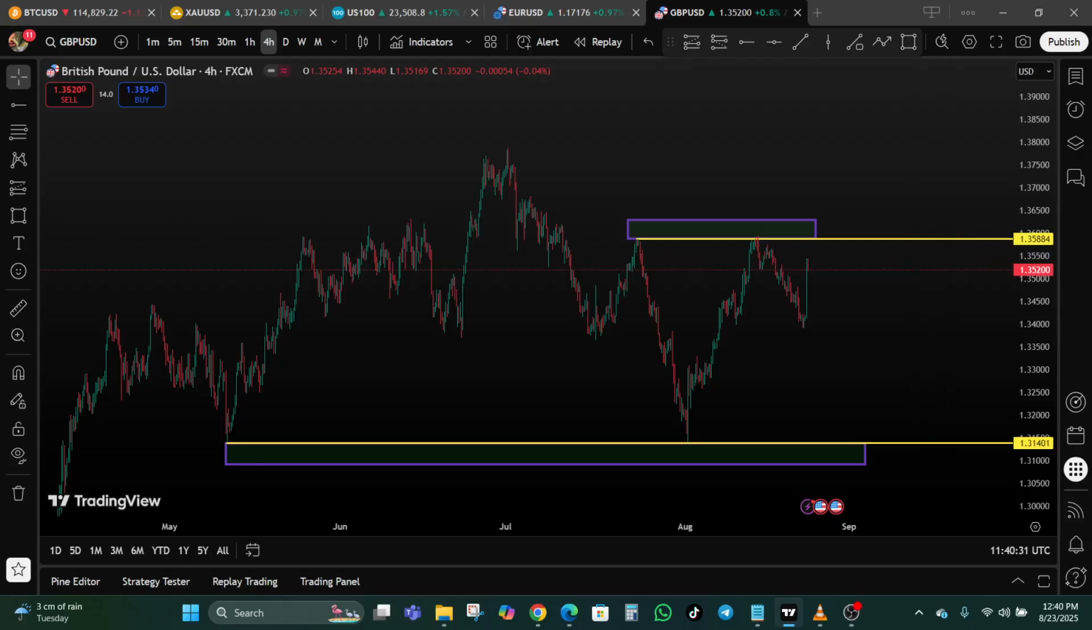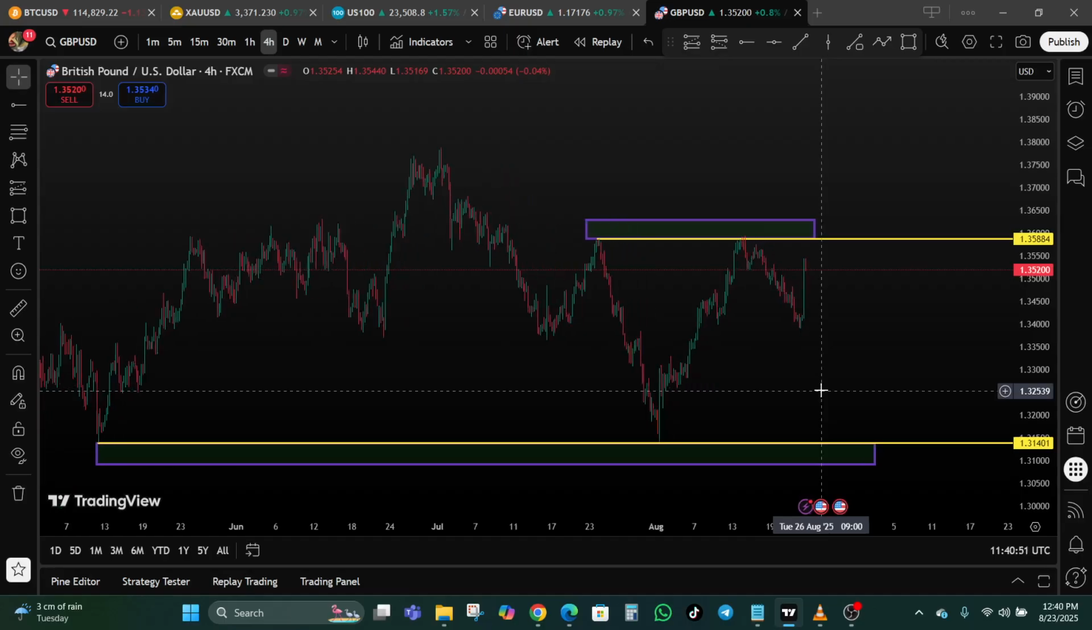Now, how do you identify high probability draw on liquidity setups? You look for areas where liquidity naturally builds up. These include equal highs, equal lows, imbalances, fair value gaps, and obvious swing points on the chart. Once you have marked them, you can anticipate where price is likely to move next. Remember, the market does not move randomly. It moves with purpose. You need to understand that fact.